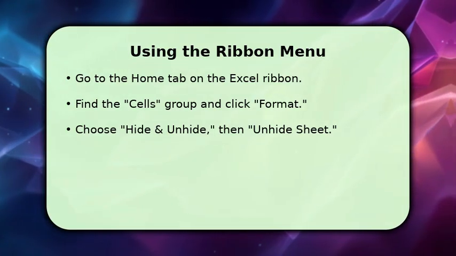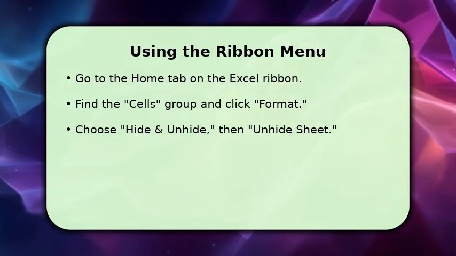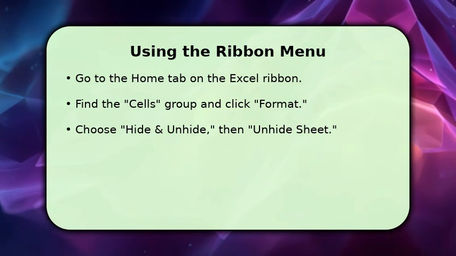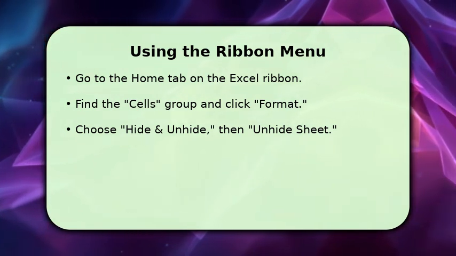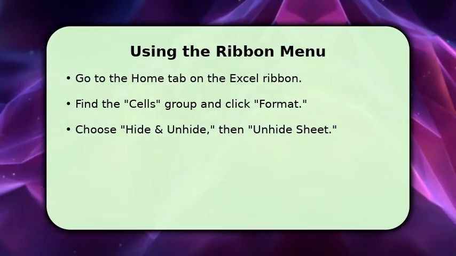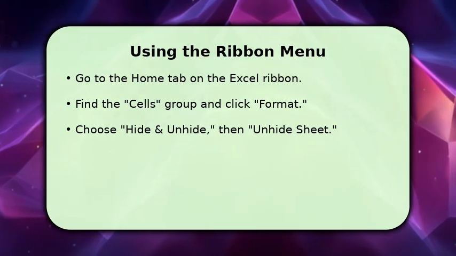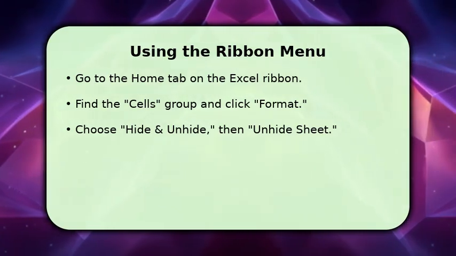Another convenient way to unhide your sheets is through the Excel ribbon. Start by clicking on the Home tab at the top of your Excel window. Look for the Cells group, typically located towards the right. Within this group, click on the Format button. A drop-down menu will appear. Hover over Hide and Unhide, and then select Unhide Sheet. This will bring up the same dialog box to choose your sheet.